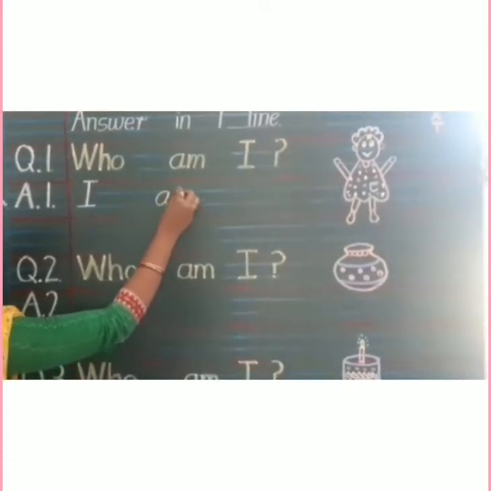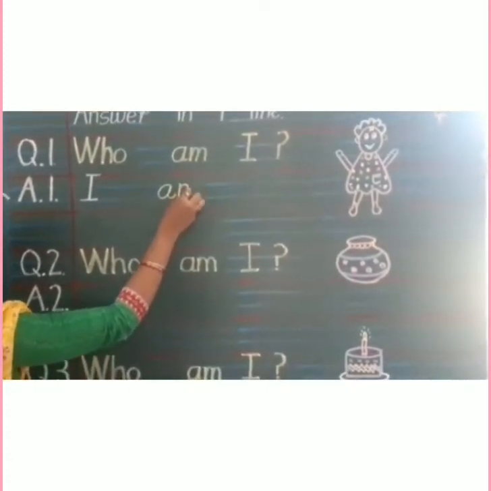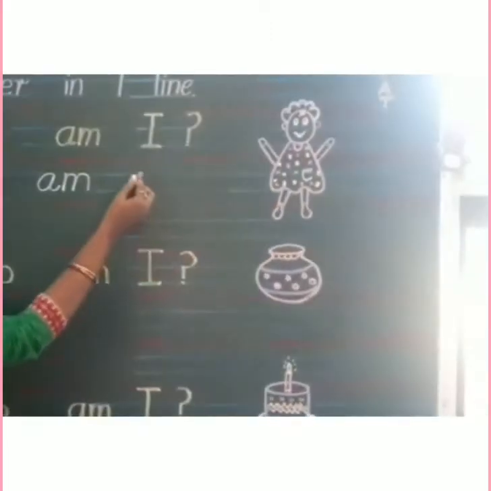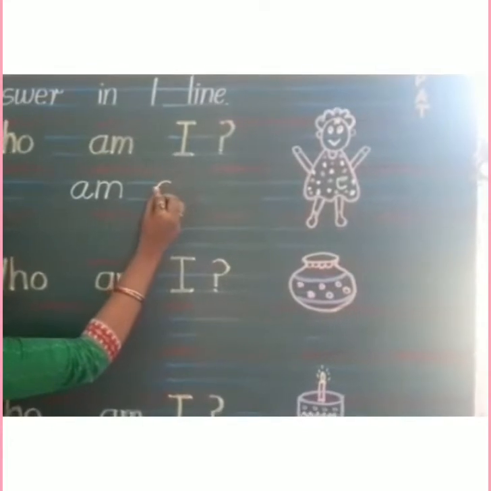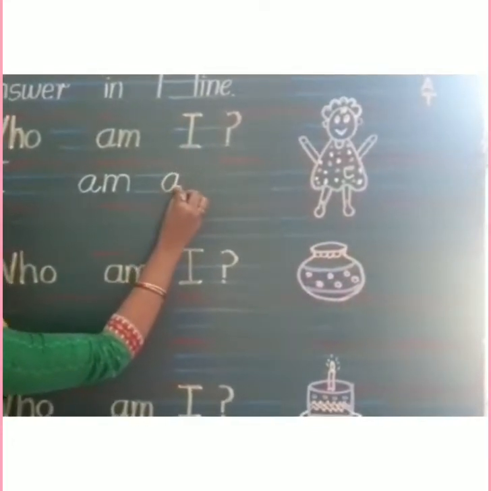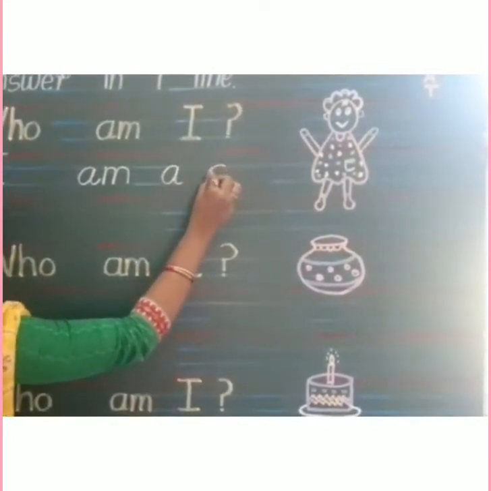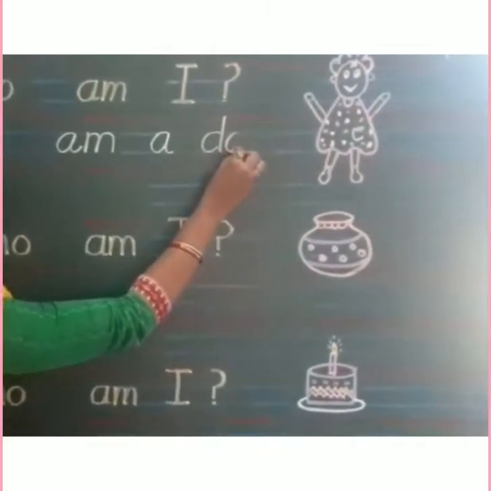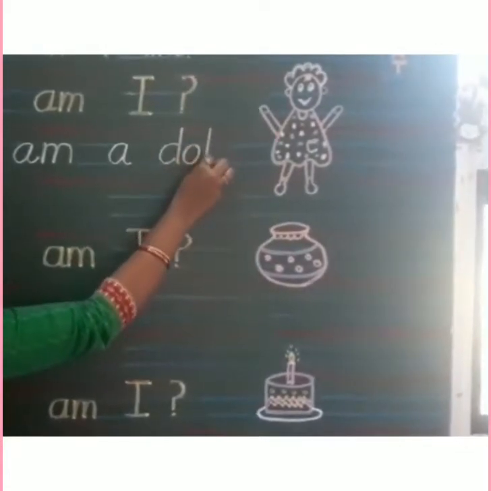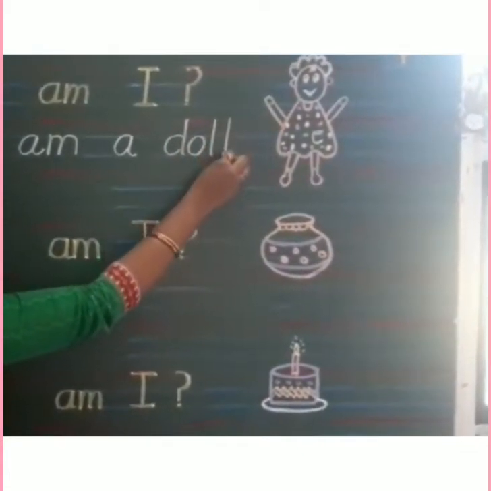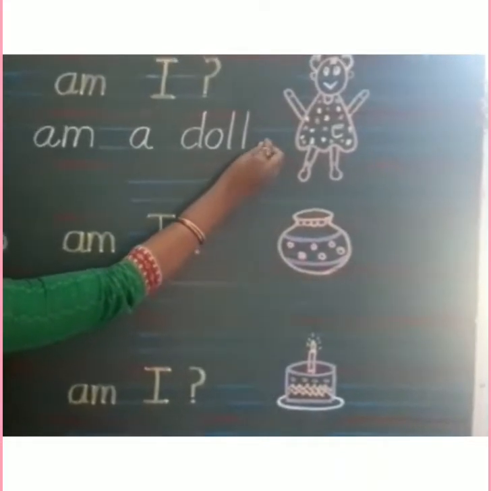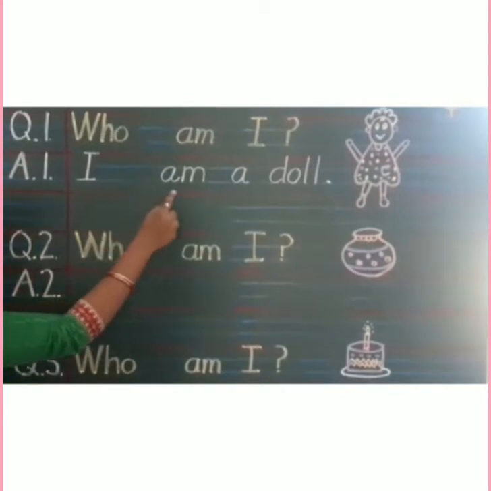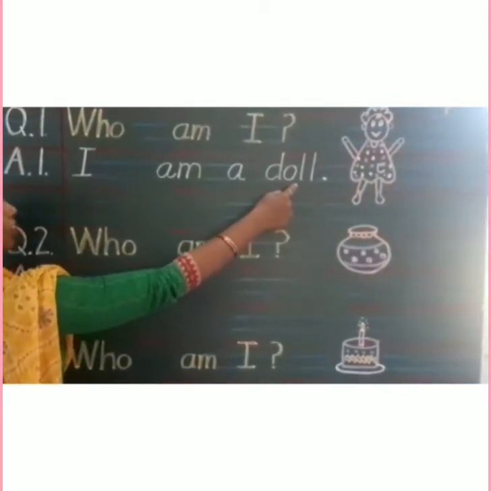I am. And children, as we are having one doll, we will be writing I am a doll. And the spelling of doll is D-O-L-L, doll, and we have to put a full stop. The answer is I am a doll.